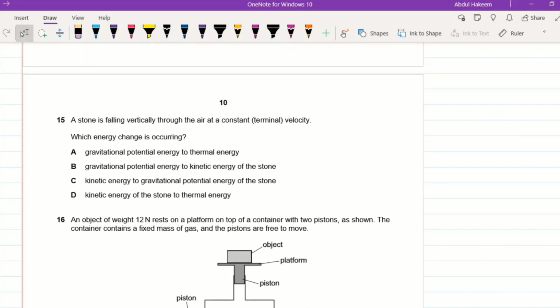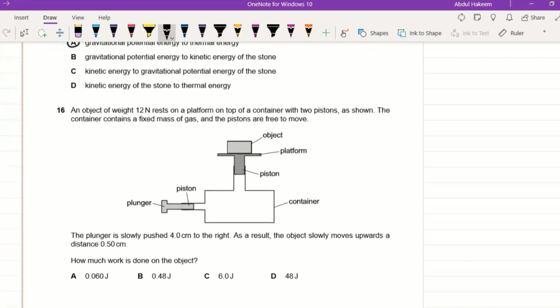Which energy change is occurring? When the velocity is constant, there is no change in kinetic energy; the kinetic energy will remain the same. So the gravitational potential energy is decreasing and it is all converting into thermal energy, the heat energy, because there is no change in the kinetic energy. So the answer is A. Kinetic energy is not changing because it is falling with the terminal velocity.